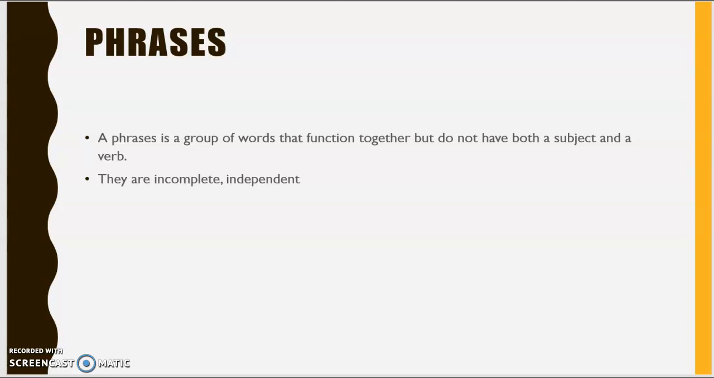A phrase. A phrase is a group of words. They function together as a unit, but they don't have a subject and a verb. So therefore, they're incomplete. They are dependent. They cannot stand on their own.